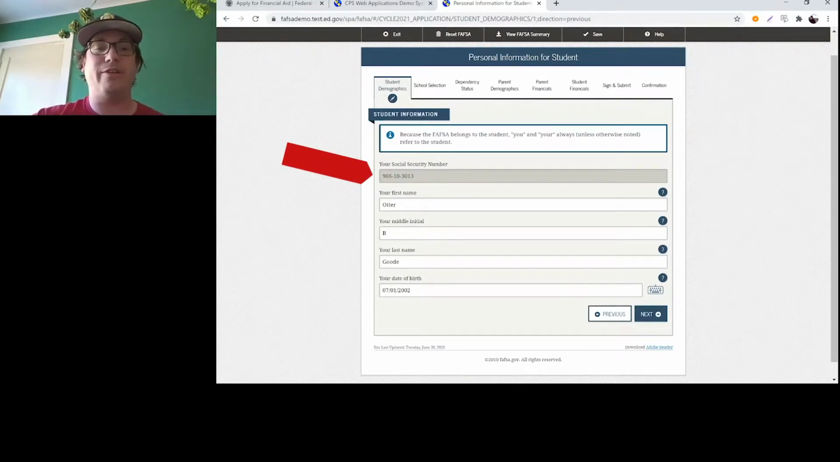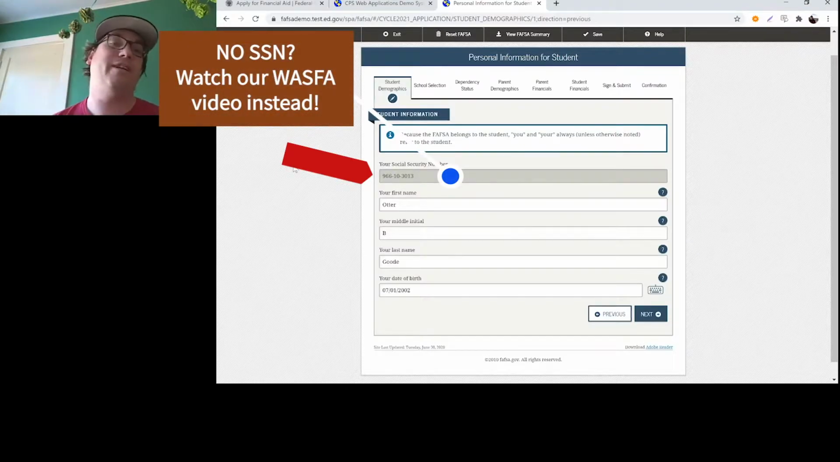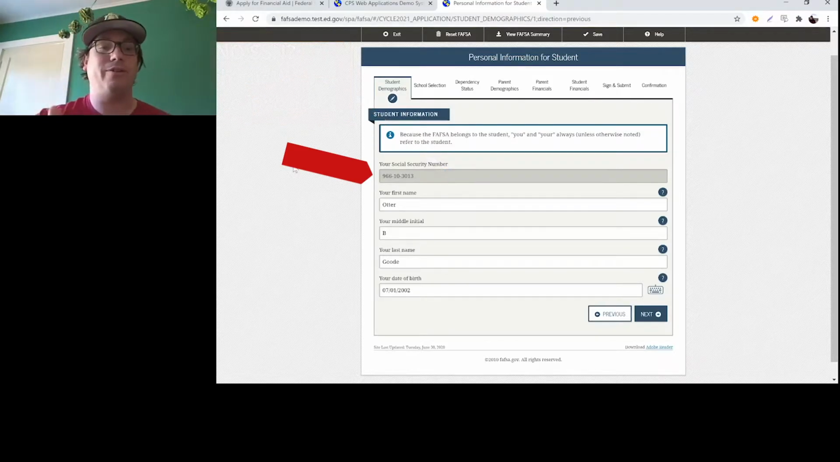Your social security number is tied with your FSA ID. That's why this is already filled in. If you do not have a social security number, you should be completing the WAFSA instead of this, but you're still eligible for financial aid. But if you have a social security number, you're going to do this.